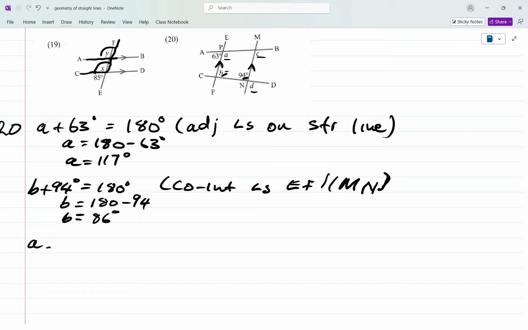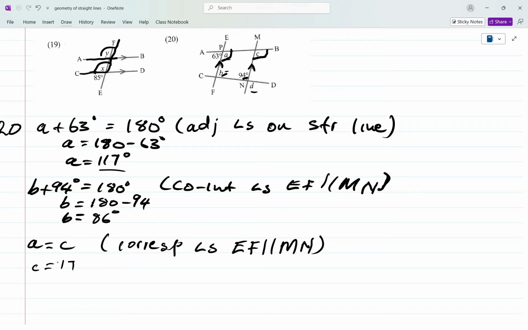And then we are now going to see. I'm going to say A is equated to C. A and C are equal, if you may check. This angle here and that angle here are going to be equal because of corresponding angles. EF is parallel to MN. I have calculated my A as 117, then I can make C to be 117 degrees.